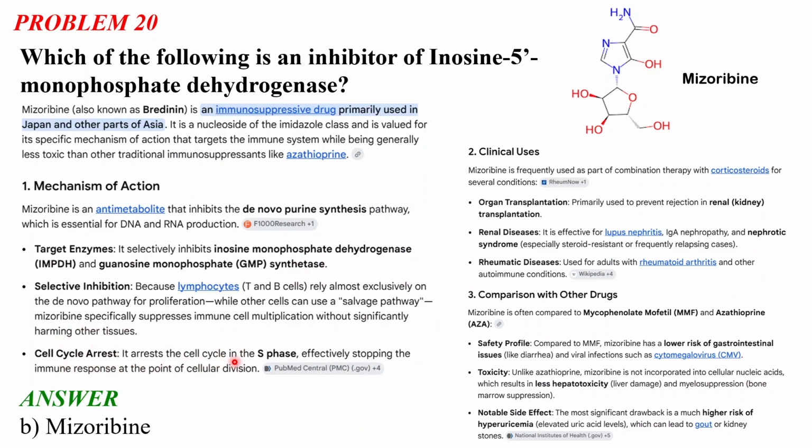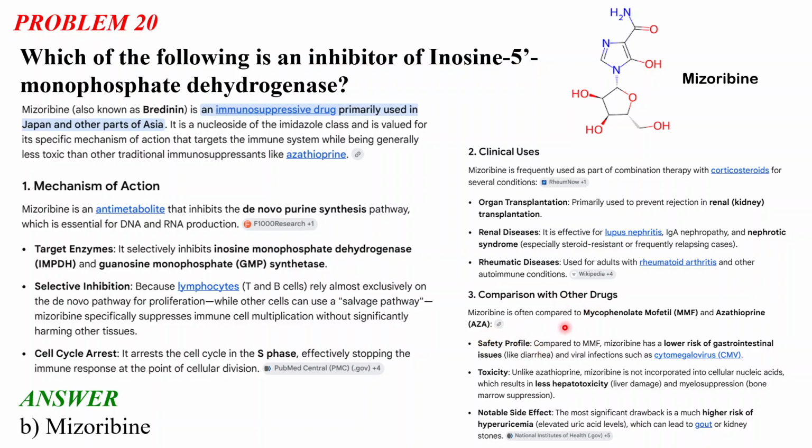Cell cycle arrest: it arrests the cell cycle in the S phase, effectively stopping the immune response at the point of cellular division. Clinical uses: mizoribine is frequently used as part of combination therapy with corticosteroids for several conditions. In organ transplantation, it is primarily used to prevent rejection of renal transplants. In renal diseases, it is effective in lupus nephritis, IgA nephropathy and nephrotic syndrome, and in rheumatoid diseases like arthritis. It is also used in other autoimmune conditions.